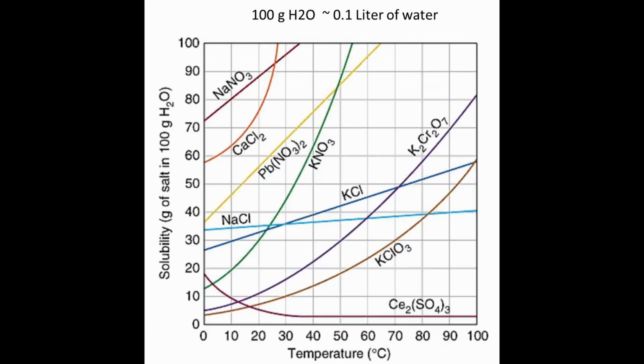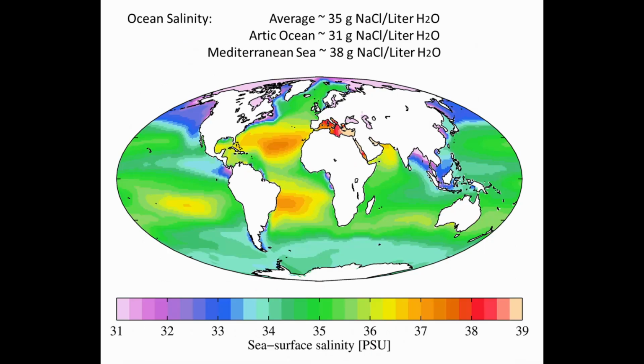At room temperature, 25 degrees Celsius or 77 degrees Fahrenheit, almost 360 grams of NaCl can dissolve in a liter of water, 1,000 grams of H2O. The salinity of the ocean is on average 35 grams per kilogram of water, although the salinity of the Arctic Ocean is less than 30 grams per kilogram of water, and the salinity of the Mediterranean Sea is as high as 38 grams per kilogram of water.